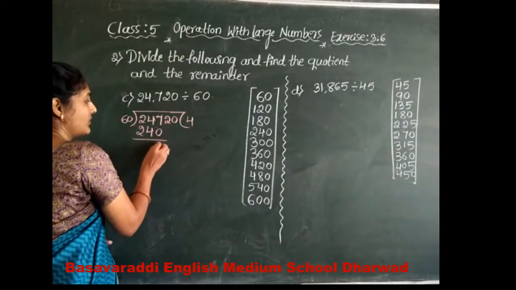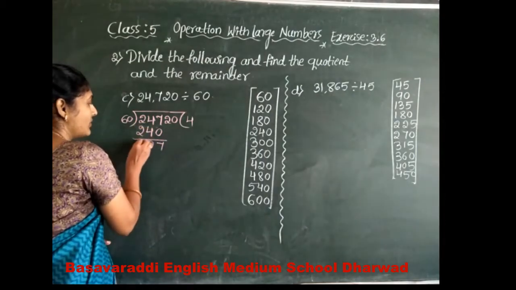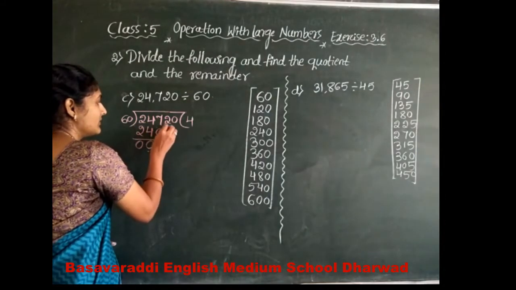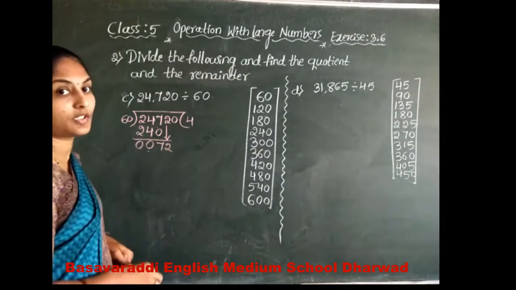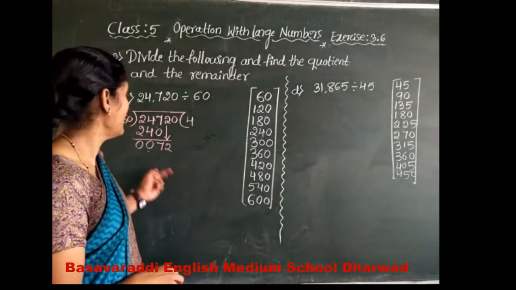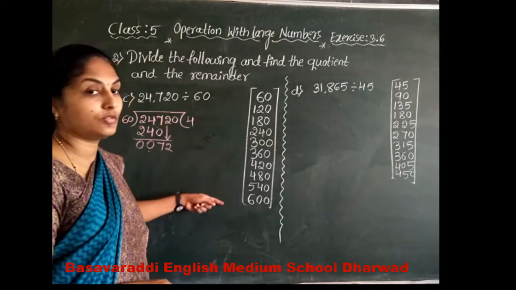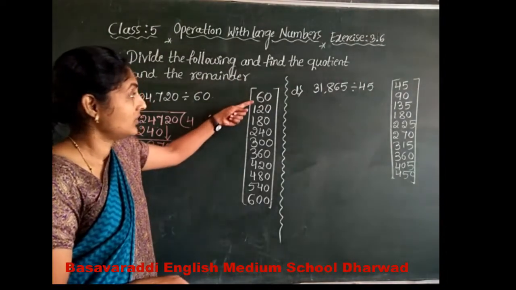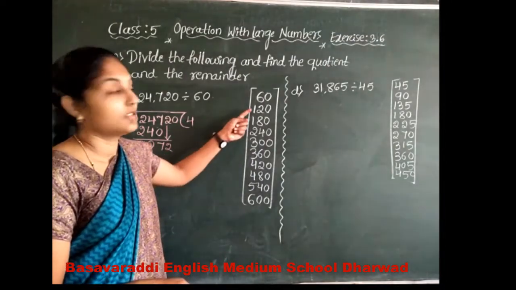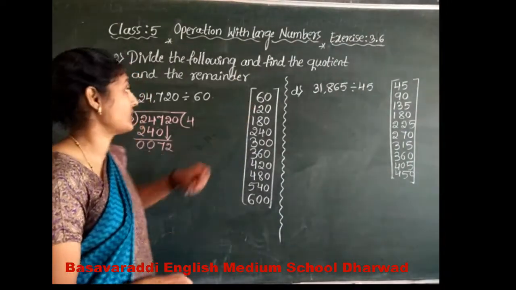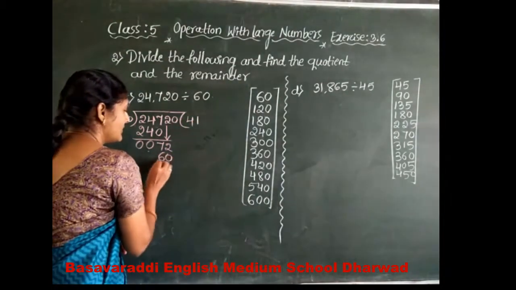7 minus 0 is 7. 4 minus 4 is 0. 2 minus 2 is 0. Next, bring down the tens place, that is 2. Club the remainder and the tens place number. It becomes 72. Let's check whether 72 is in the 60 table or not. No, there is no 72. The nearest to 72 is 60, so 60 times 1 is 60.